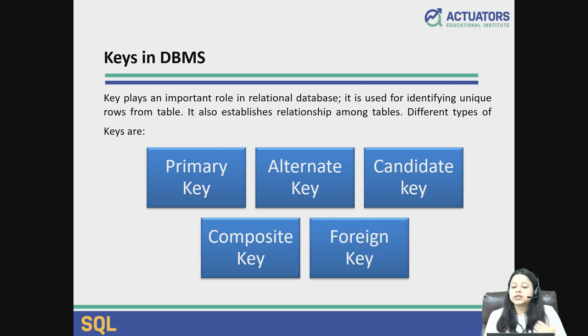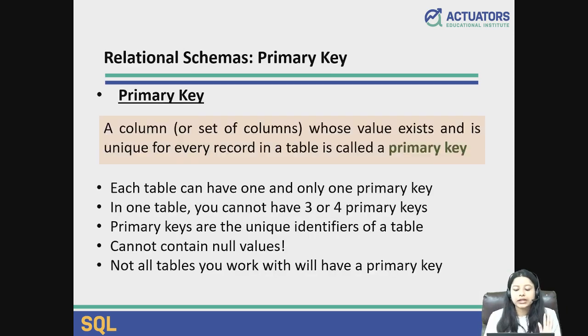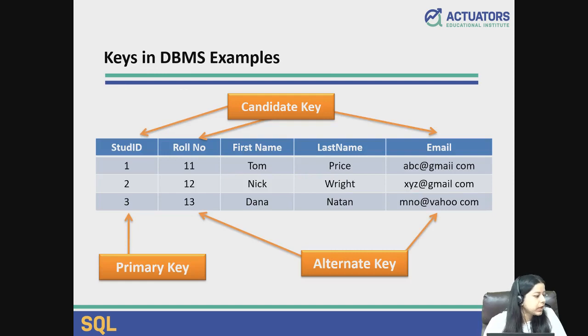So first of all, what is a primary key? Let's not read this, let's understand by using this particular table that we have. This is a table where I've taken student ID, roll number, first name, last name, and email ID. Now, a primary key should be a key which has unique values. That is the first thing. Secondly, it should be identifiable in a particular table. You can identify a table using a primary key.